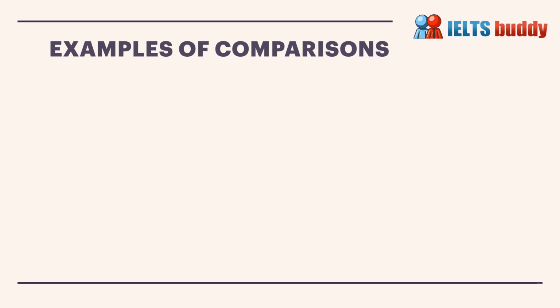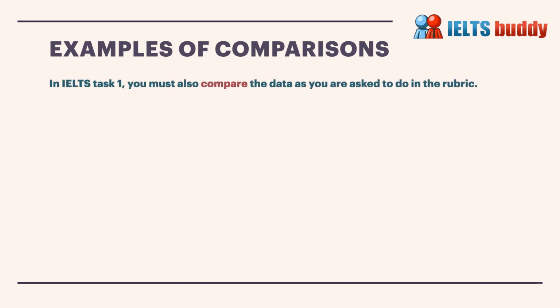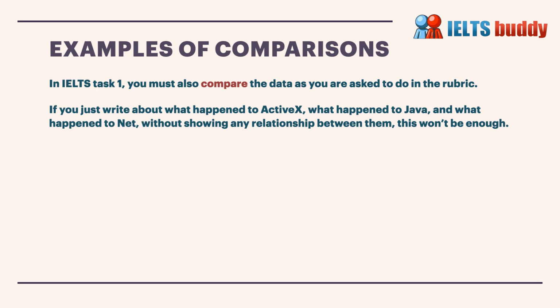So we looked at language of change, but let's look at also some examples of comparisons. As I said earlier, you must also compare the data, as you are asked to do this in the rubric. If you just write about what happened to ActiveX, what happened to Java, and then what happened to Net, without showing any relationship between them, this won't be enough, and you'll be penalised in your scoring for it.